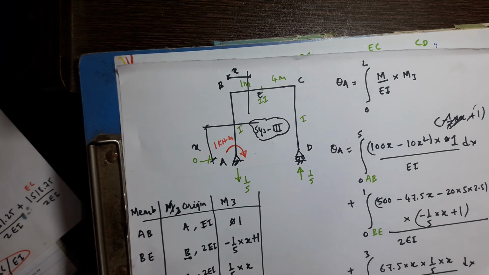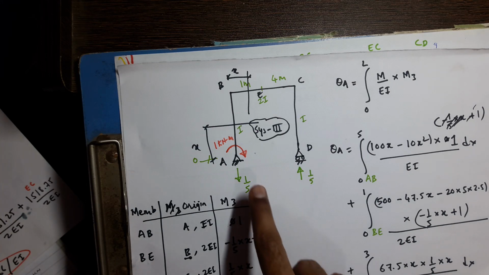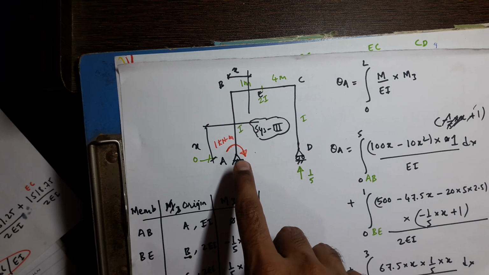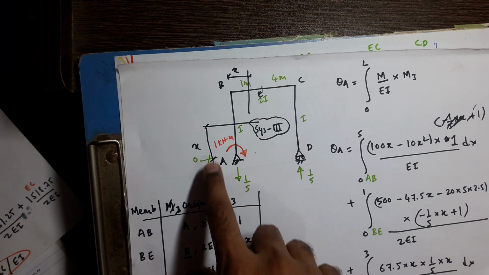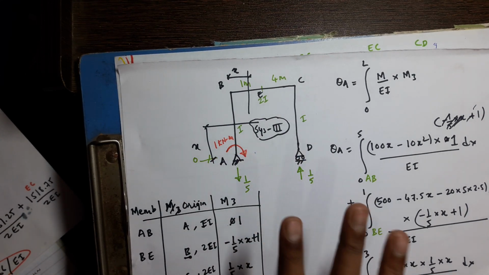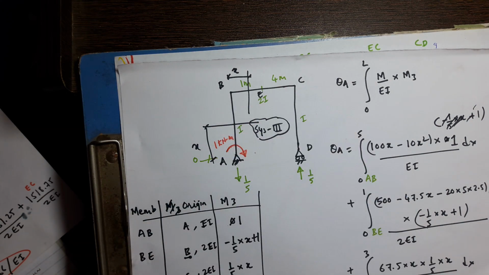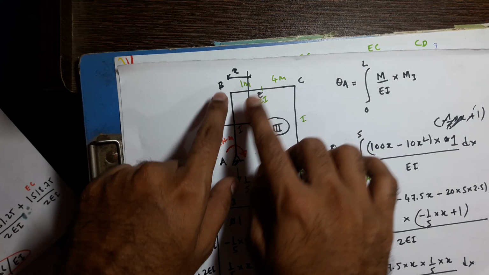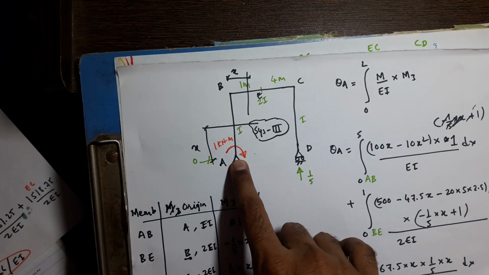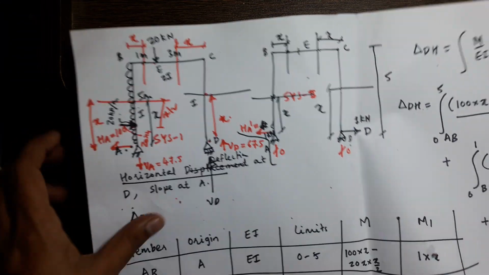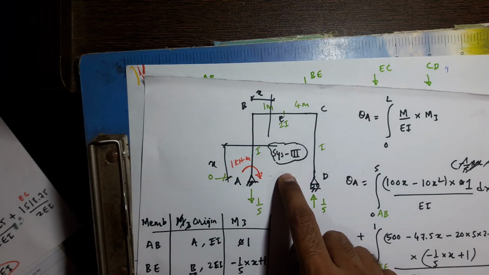When they ask you for slope, you have to apply a unit moment, and when they ask you for deflection, you have to apply a unit load. Here the question is to find the slope at A. You can apply a clockwise or anti-clockwise moment, it depends on you. Here I have applied a clockwise unit moment, and you don't have to show any other load except this. So we have system 1, system 2 and system 3.